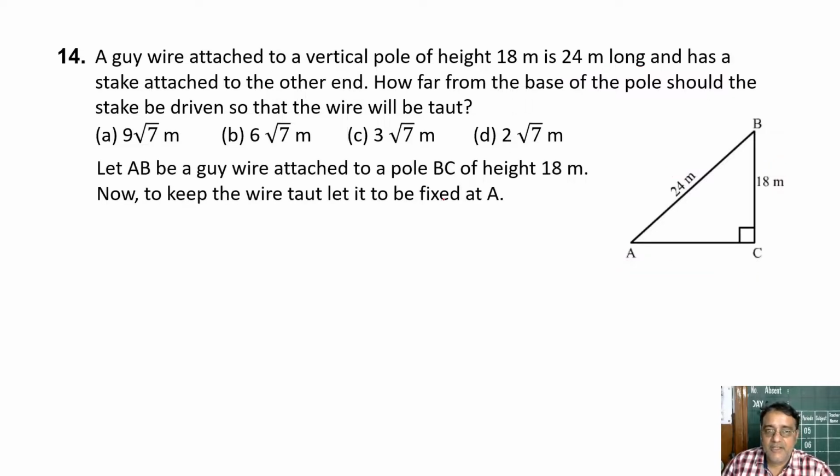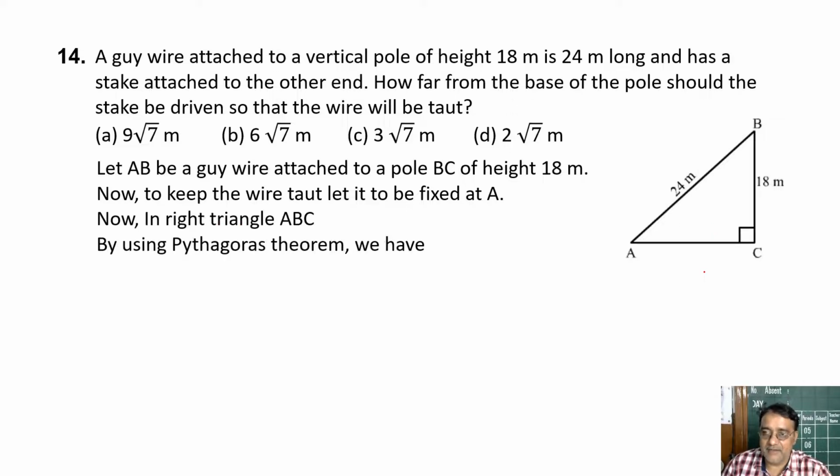Okay, so in triangle ABC by Pythagoras theorem, we are going to get AB square equal to AC square plus BC square. Now AB square we know it is 24 and BC is 18, and CA we have to find.